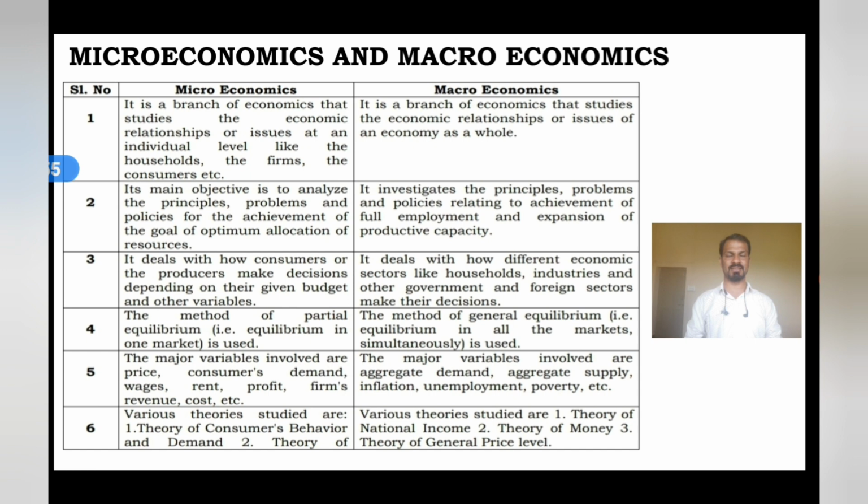Microeconomics. The main objective of microeconomics is to analyze the principles, problems and policies for the achievement of the goal of optimum allocation of resources. See here, they are talking about the goal of microeconomics. The main goal of microeconomics is optimum allocation of resources. Optimum means right or proper allocation of resources. So microeconomics talks about the policy programs to achieve the goal of optimum allocation of resources.